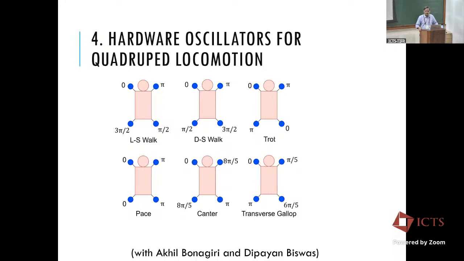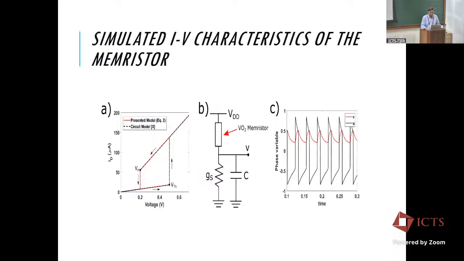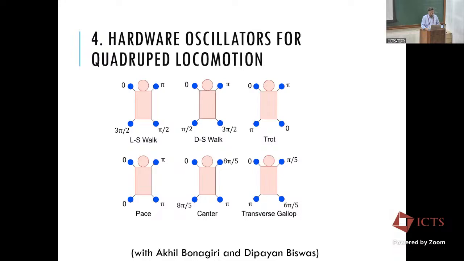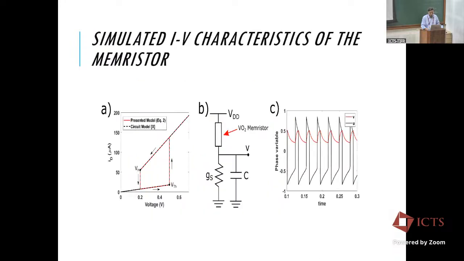Then we wanted to try out hardware constructions of such oscillators, to capture some biological phenomena. We picked locomotion. Quadrupeds have very rich locomotor rhythms, so I thought that's a very good phenomenon to replicate. This work is done by Akhil and Deepan in my lab. We took the memristor model, which is an oscillator, called a VO2 memristor. The conductance has voltage-dependent properties. We connect that with a constant conductance and a capacitor.